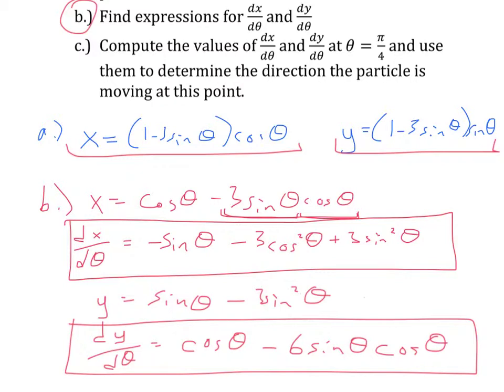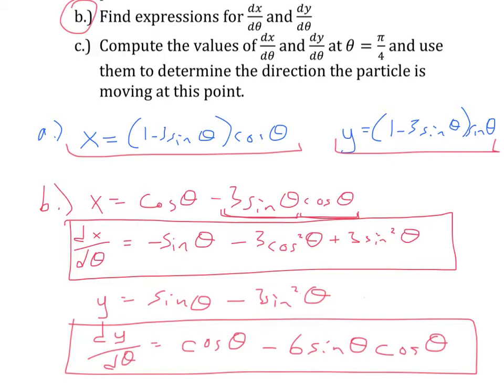Now part C asks us to compute the values of dx d theta and dy d theta when theta is pi over 4. So we're going to want to take pi over 4, input that value here, and find out what dx d theta and dy d theta are. We're then going to want to use those things to determine the direction the particle is moving. So we're going to take a look at that next.